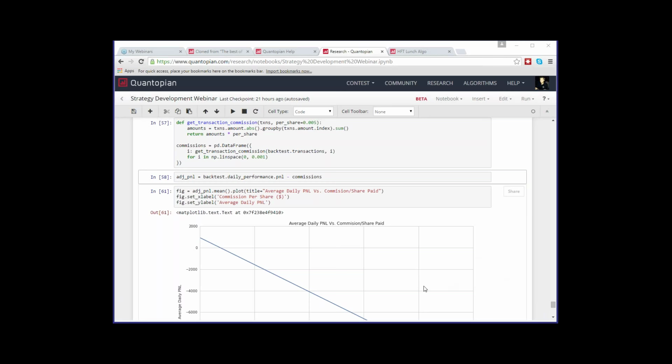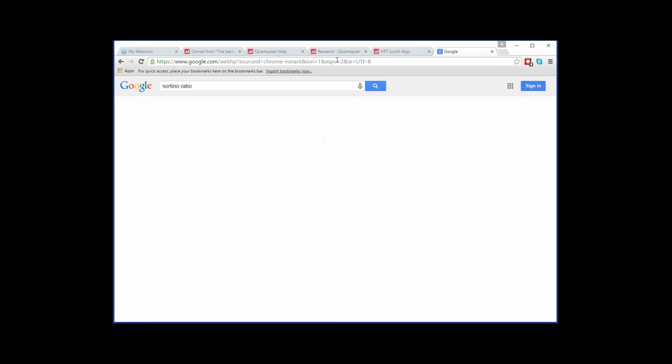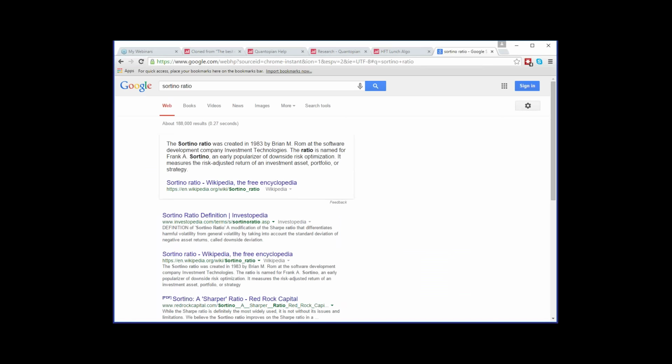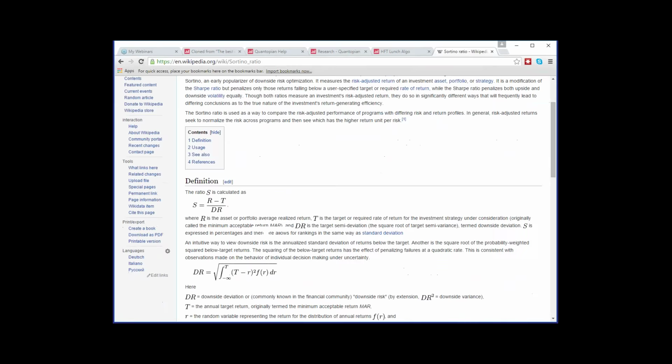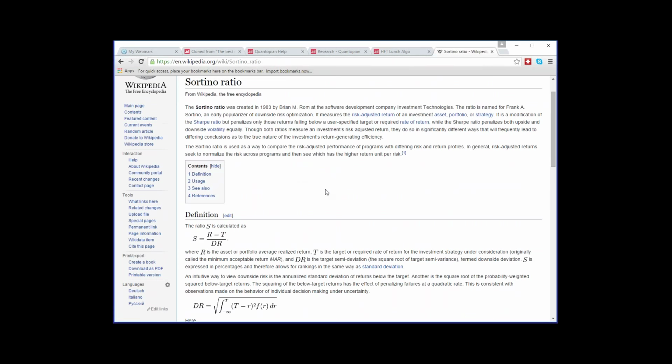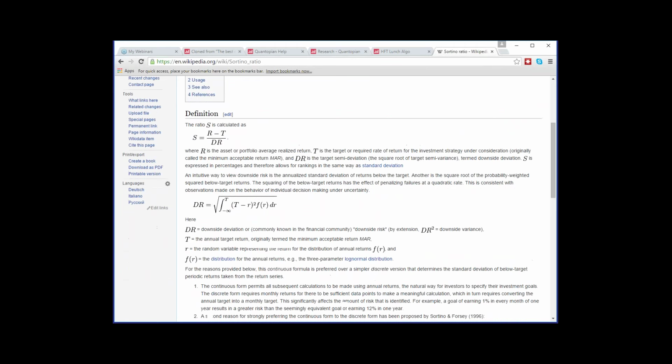So what is the meaning of Sortino ratio? Let's go to... and it looks like it is. Okay, so I believe this one is kind of like a Sharpe ratio, but it does not punish for upside deviation. Let's see. Yeah, target semi-deviation. So it's downside deviation. It's basically a Sharpe ratio that doesn't punish you for upside deviation, only the downside.